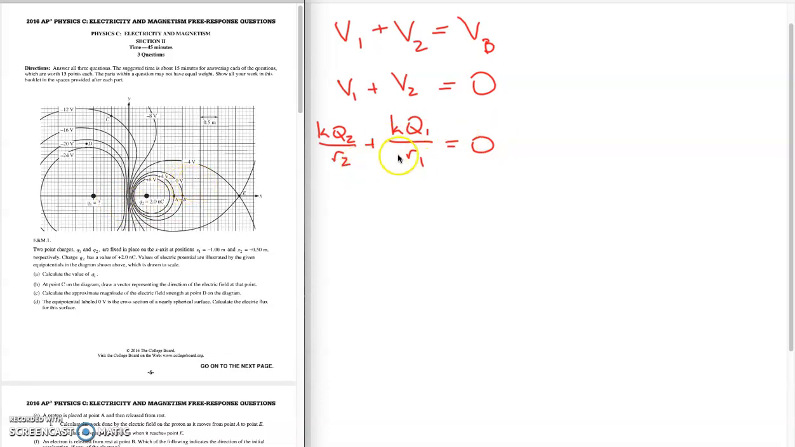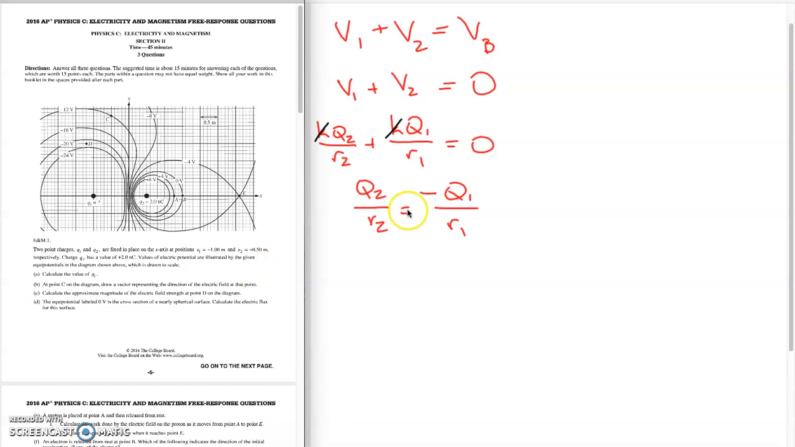So we can rearrange this because we're trying to solve for Q1. So our constant of the universe cancels out. And we're going to have Q2 over R2 equals minus Q1 over R1.